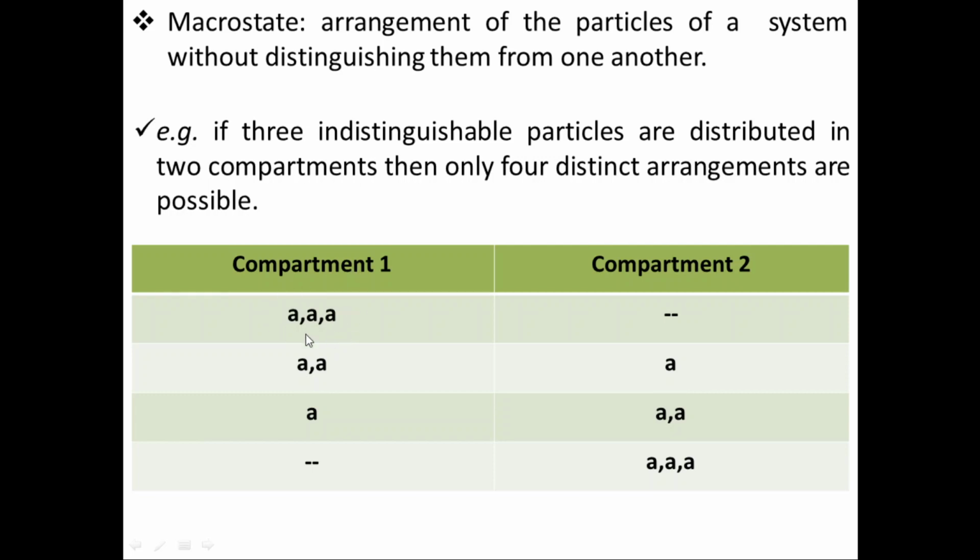In one compartment, if 3 particles are there, then the second compartment is empty. Second option, in the first compartment there are 2 particles and in the second compartment 1 particle. Third, in the first compartment 1 particle and in the second compartment 2 particles. And the last one is, if the first compartment is empty, then all 3 particles are in the second compartment. So in this way we can arrange 3 indistinguishable particles in 2 compartments.